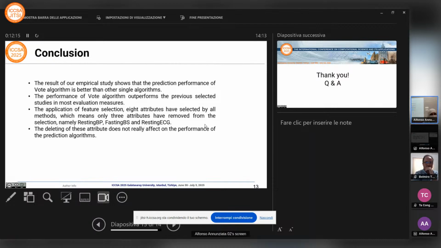And the last thing, in the application of feature selection, 8 attributes have been selected by all the methods used for feature selection, which means only 3 attributes have been removed, namely resting BP, fasting BS, and resting ECG. The deleting of these attributes does not really affect the performance of the prediction algorithm.